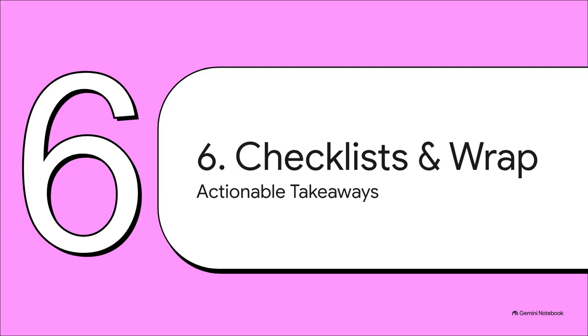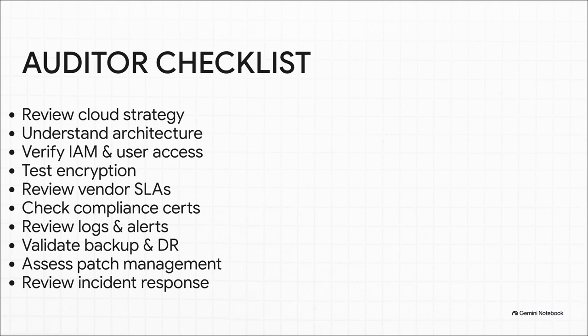Section 6. Checklists and key takeaways. Let's bring it all home. Number 11, sample checklist for auditors. You might honestly want to print this out because these are your mandatory daily duties. 1. Review cloud strategy and policies. 2. Understand architecture and data flow. 3. Verify IAM and user access. 4. Test encryption and key management. 5. Review vendor contracts and SLAs. 6. Check compliance certifications like ISO 27001, SOC 2, and GDPR.